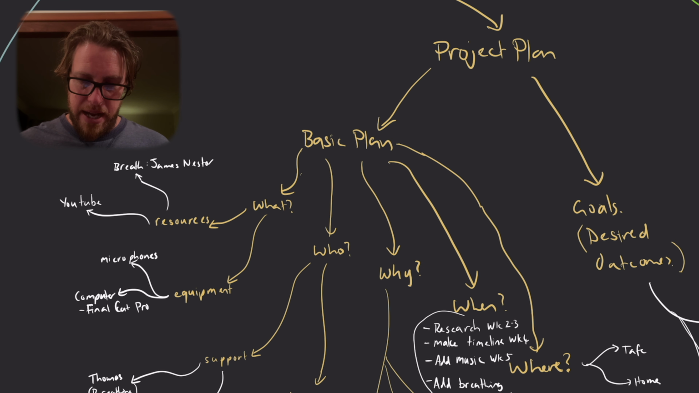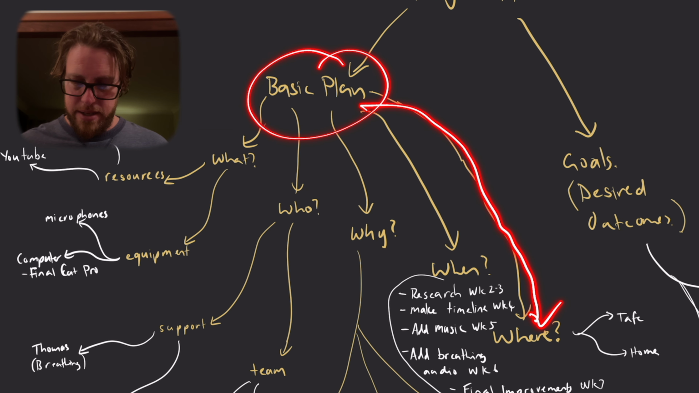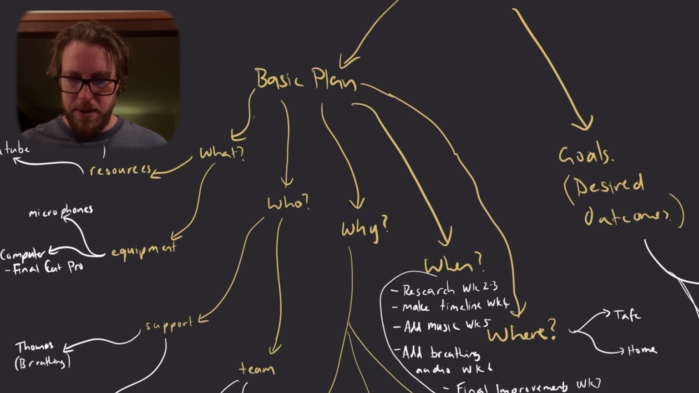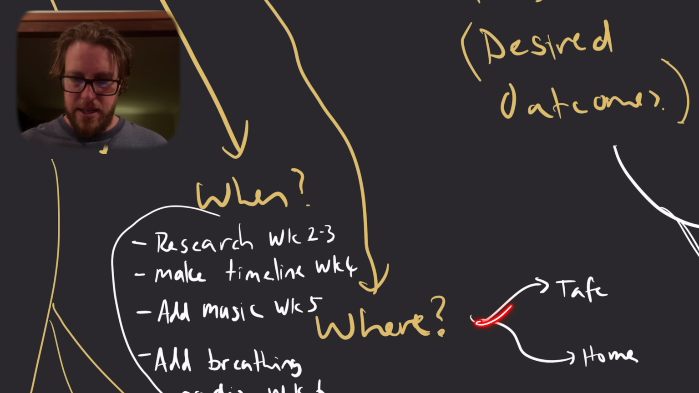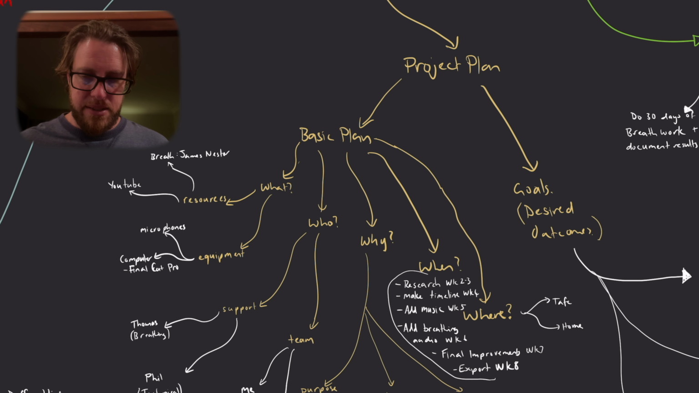Then the last part of the basic plan is where. So I need to think about where I'm going to be doing this. Now for me, it's going to be done at TAFE and at home. So those are my 2 places. So there's my basic plan. So now I've got a few ideas about what's around and what I can use to help me get this done.